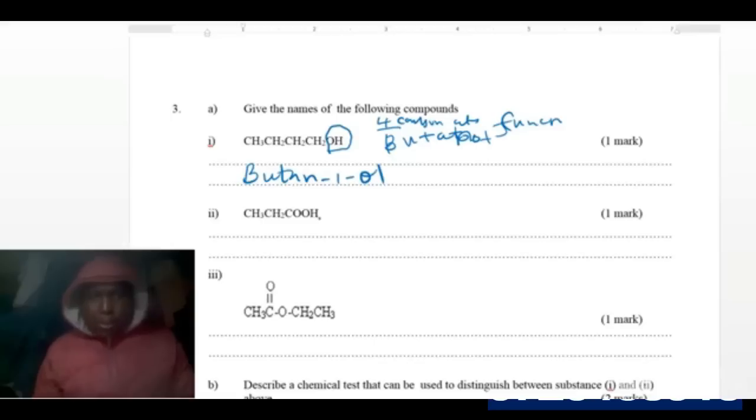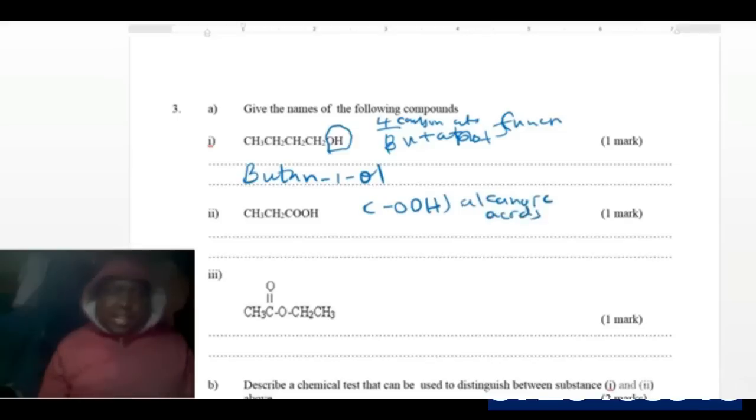Look at the compound number Roman 2. It's given as COOH. So which compound is this? These are alkanoic acids. Then look at carbon numbers 1, 2, 3. These are 3 carbon atoms. So if there are 3, then remember ethanoic acid, butanoic, propanoic. Therefore, this one is propanoic because 3 is propanoic.